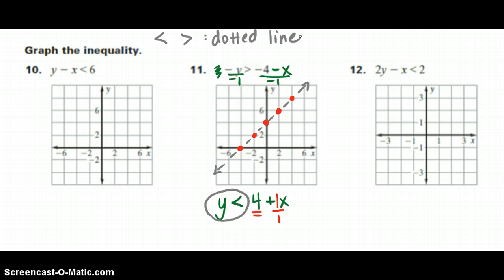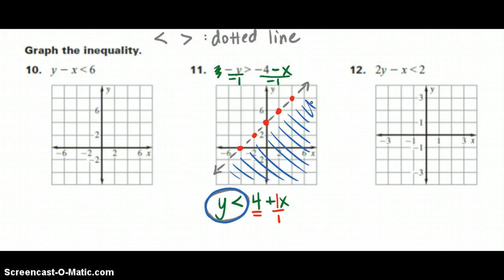And then the second thing that we had to decide is where we were going to shade, if we were going to shade above the line or below the line. Again, I take a look down here, y is less than, right? So if we want smaller numbers, that's going to be below our line. So I'm going to go ahead and shade this entire area that's below my dotted line.